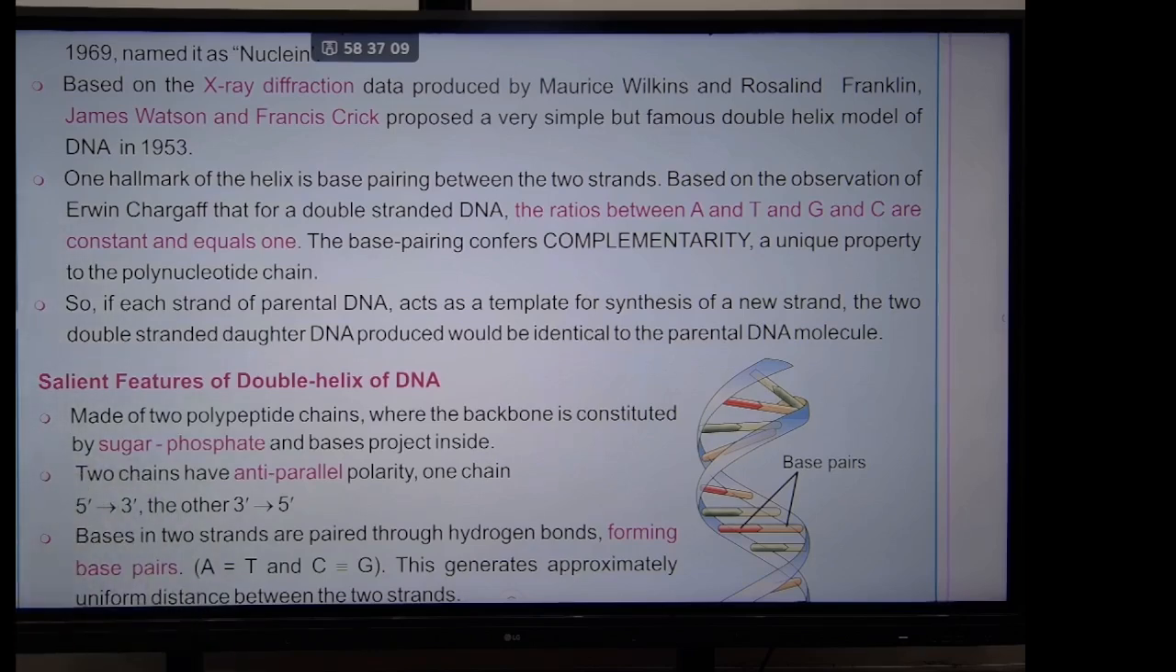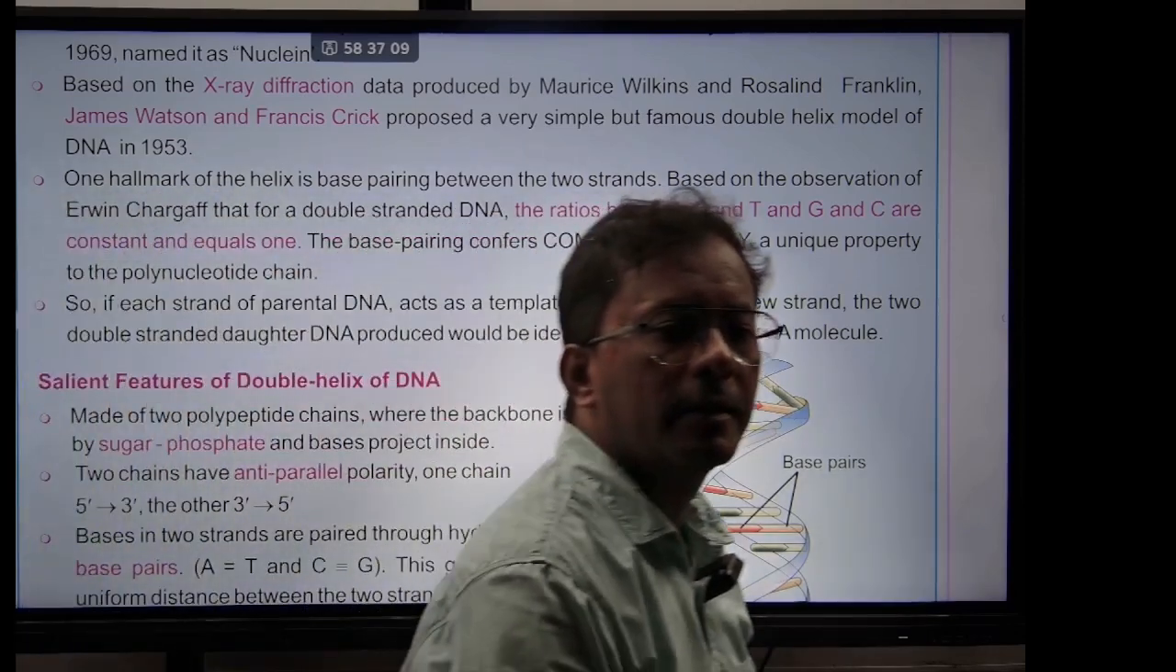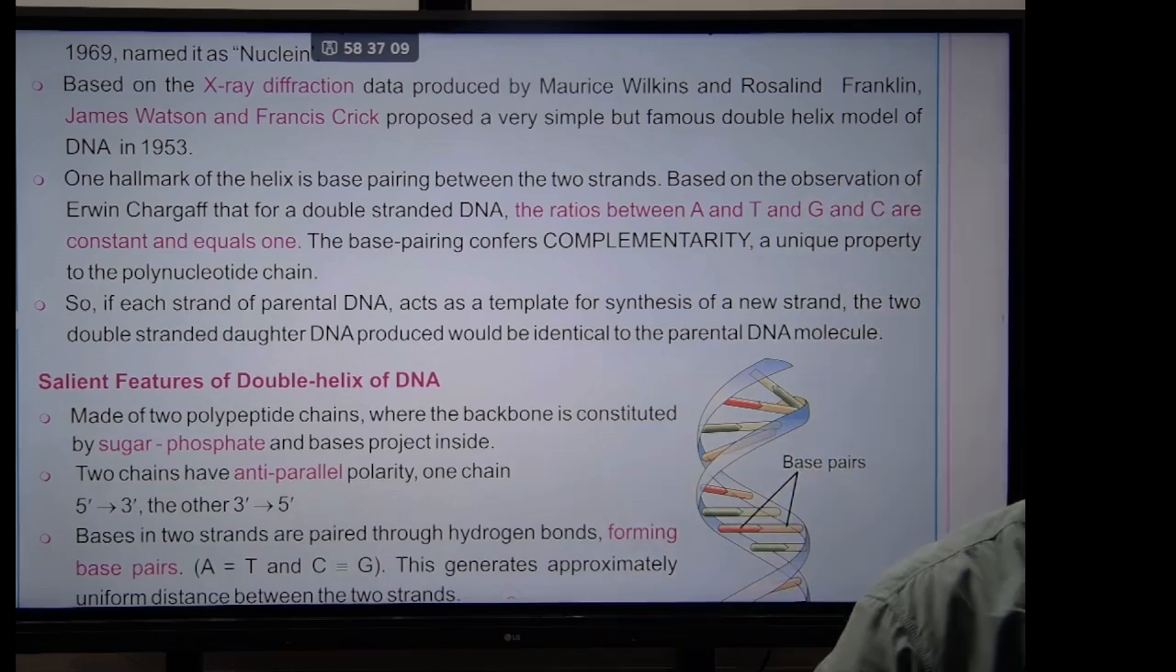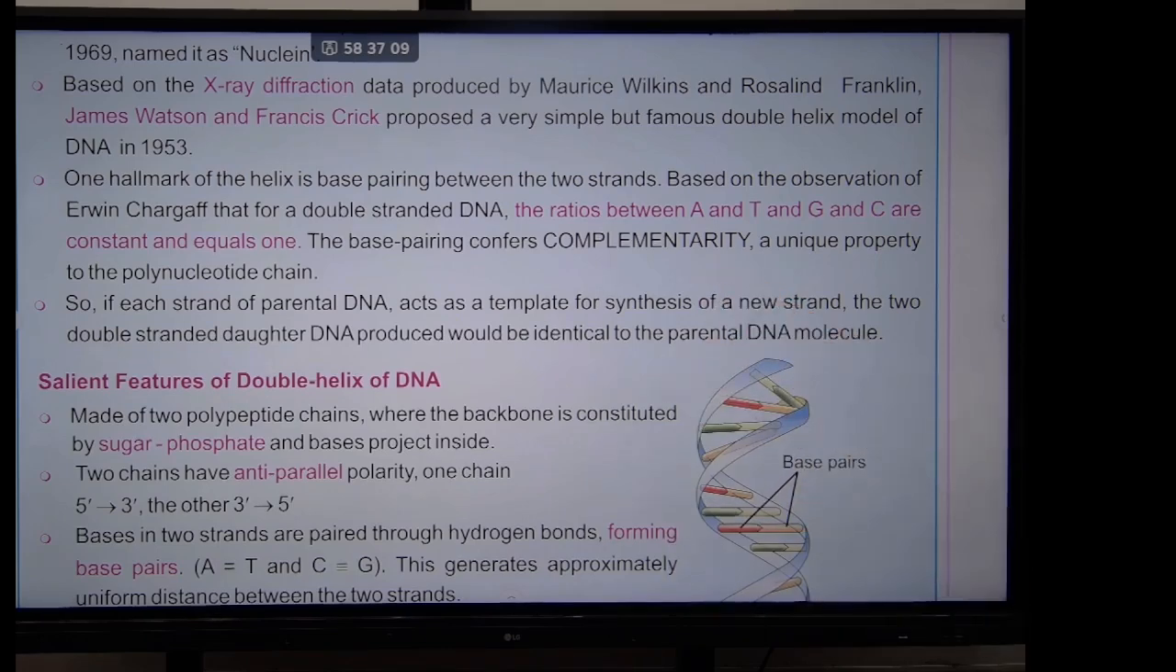What is meant by complementarity here? What is complementarity? Are both the chains the same or different? What is it, guys? Complementarity means, like I said, adenine base pairs with thymine, guanine base pairs with cytosine. If one chain has a purine, the other chain will have a pyrimidine. This is called complementarity, right?